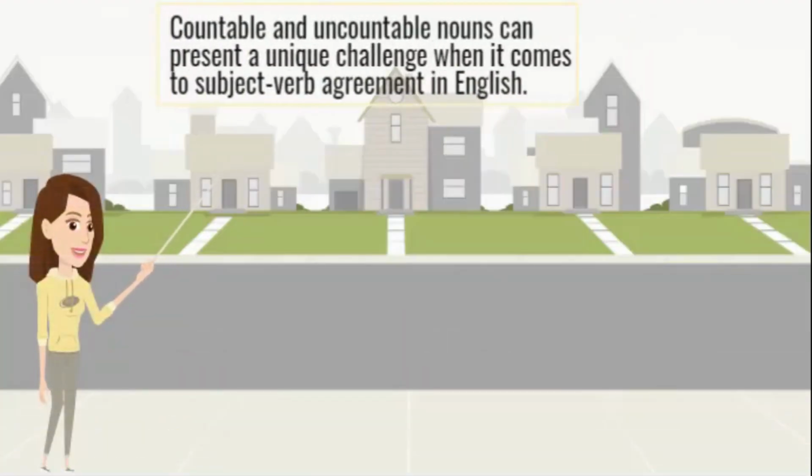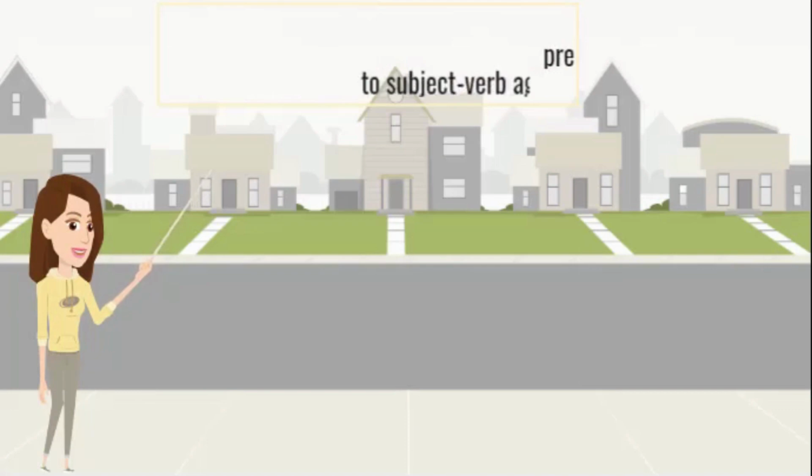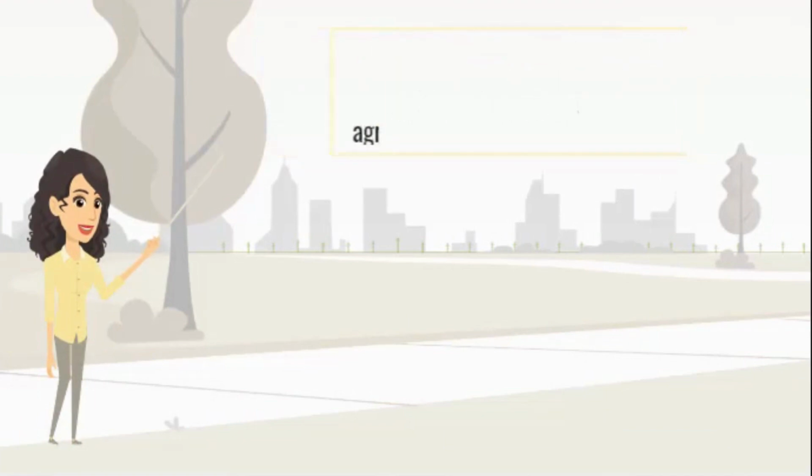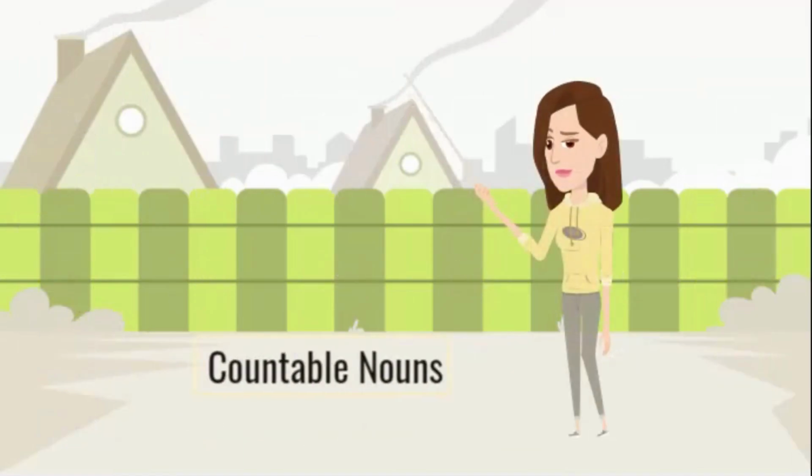Countable and uncountable nouns can present a unique challenge when it comes to subject-verb agreement in English. In this guide, we will explore the differences between countable and uncountable nouns and how they affect subject-verb agreement. Countable nouns.